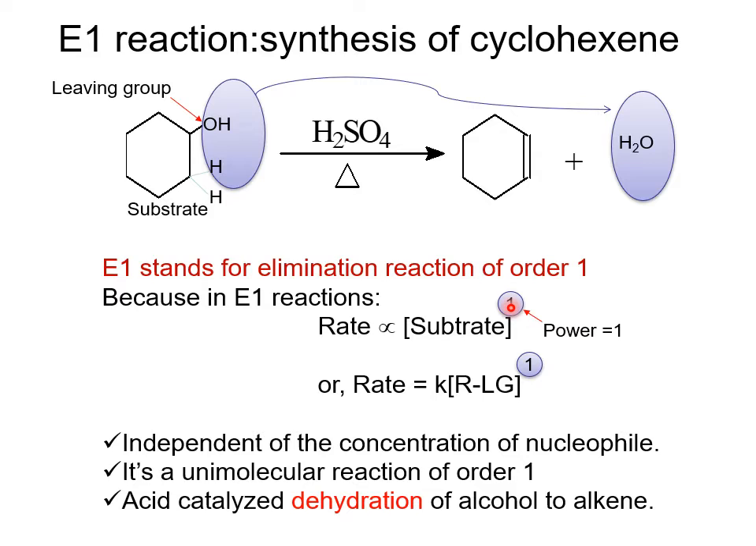That means it's unimolecular. So the rate would be k times the concentration of our LG. It is independent of the concentration of the nucleophile. In this case, the nucleophile is a sulfate, or the sulfate with a hydrogen on it. And of course, as I just mentioned, it's a unimolecular reaction of order 1, and you can tell that by this. You usually don't put a 1 here, but it is understood that it is to the power of 1. And this is what's known as an acid-catalyzed dehydration of alcohol to alkene.